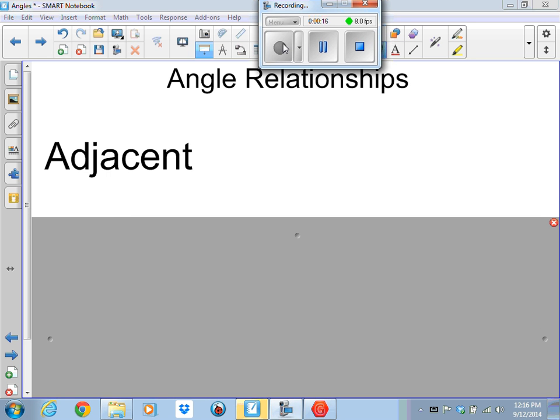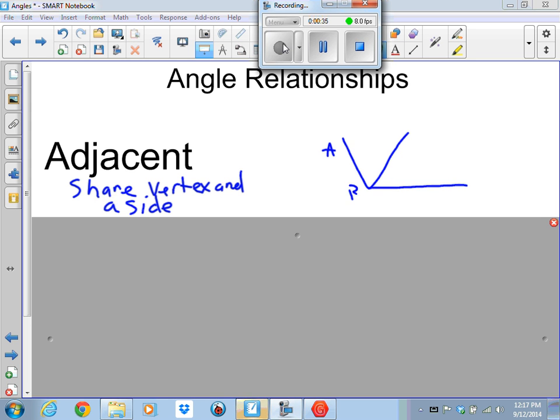All right, so the first one is going to be adjacent. Adjacent angles share a vertex and a side. The picture is kind of like this: 1 and 2 share vertex B, and they share ray BC. So that's going to be adjacent angles.